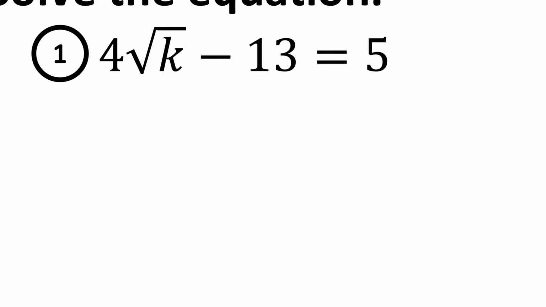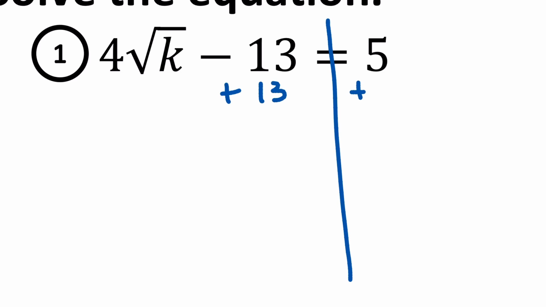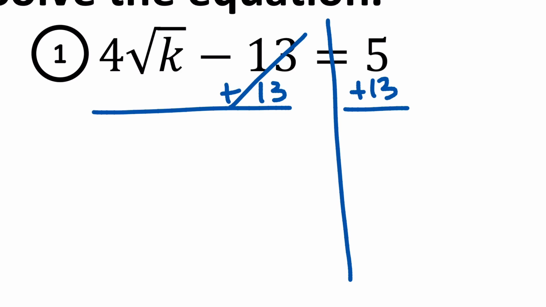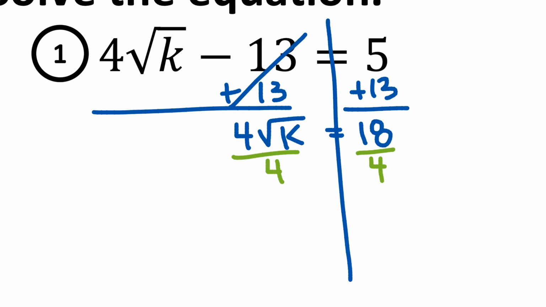So as always, I start furthest away from my variable. So I will start by adding 13 to each side of this equation. The 13s will cancel. 4 square root k will equal 18. Next, because a 4 and a square root next to each other mean multiply, I will divide by 4. The 4's cancel. Square root of k comes down, and 18 divided by 4 makes 4.5.